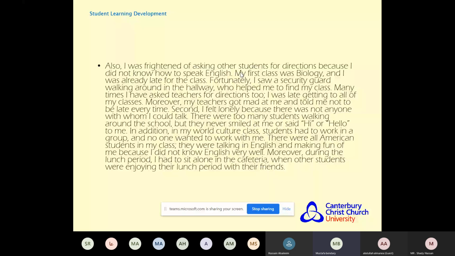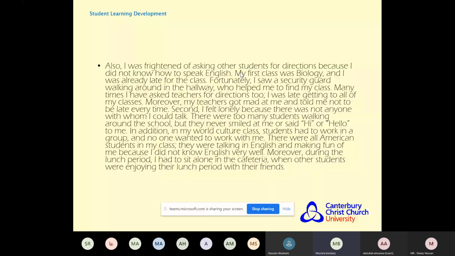Many times I asked teachers for directions too. I was late getting to all my classes. Moreover, my teachers got mad at me and told me not to be late every time. Second, I felt lonely because there was not anyone with whom I could talk.